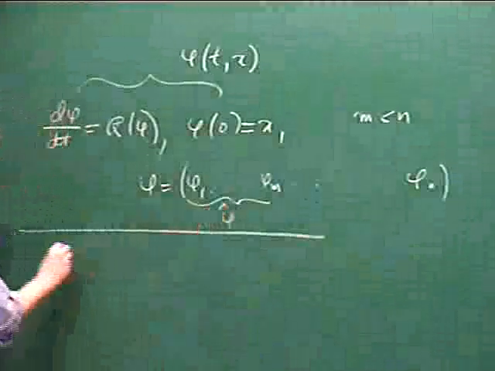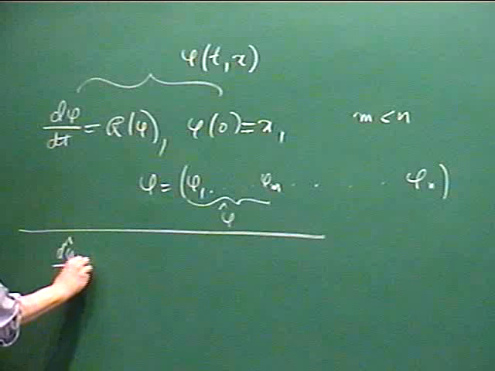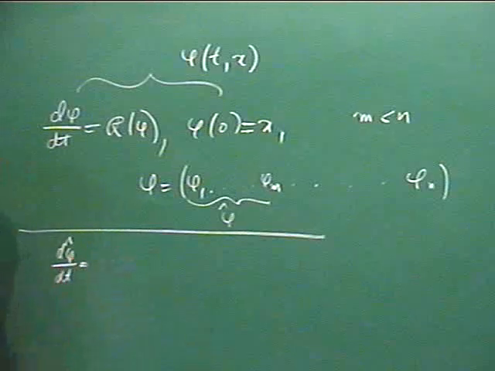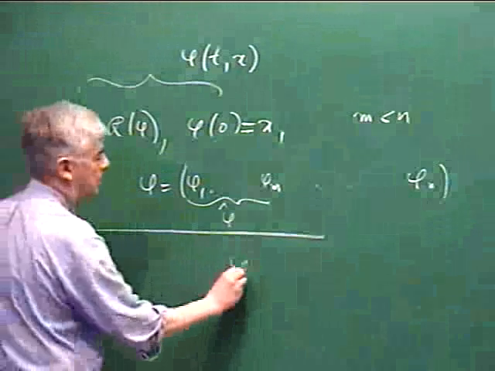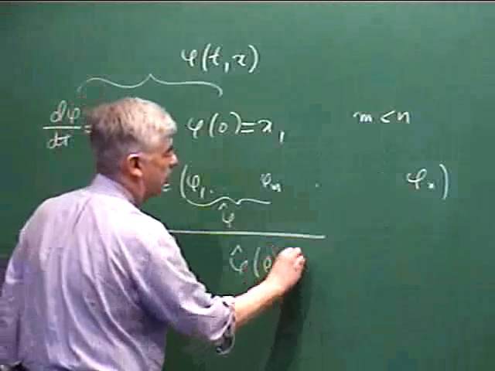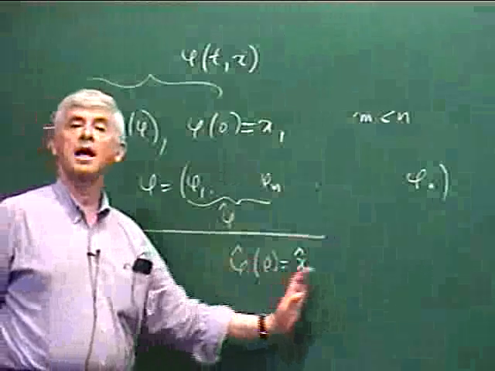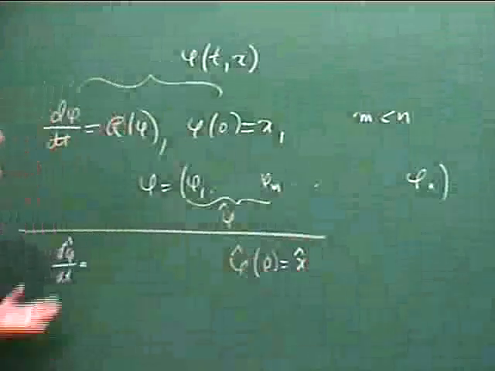And I'd like to call this phi roof. What I'd like to do is find some equation which says d phi roof/dt, for the small subset of variables, equals something. The question is, what's the something? With the initial data phi of 0 equals x roof, where x is an n-dimensional vector, but I only have the first m pieces. And the question is, what can you do?